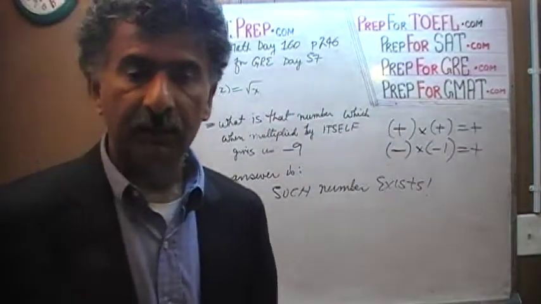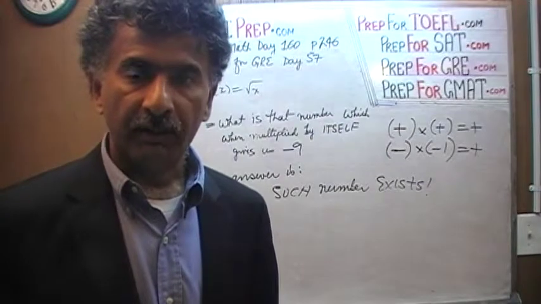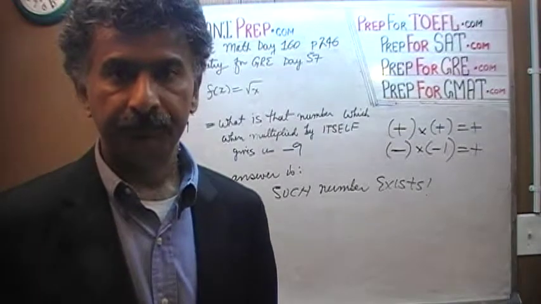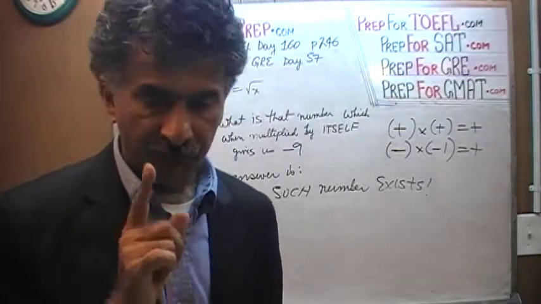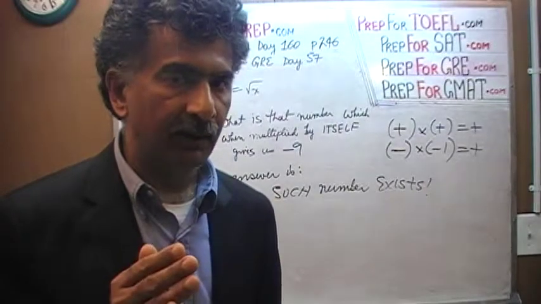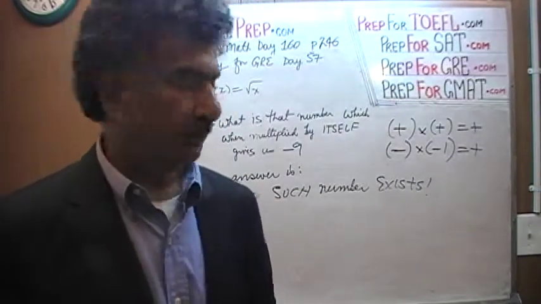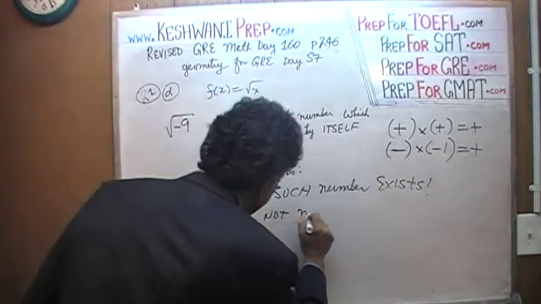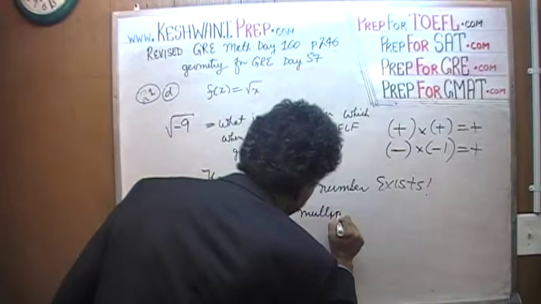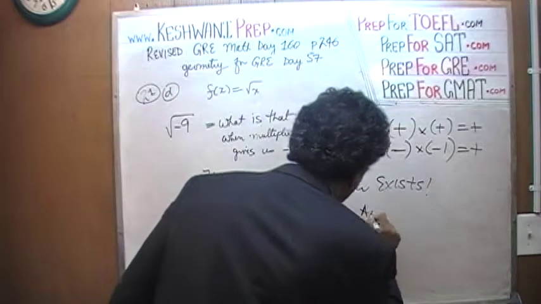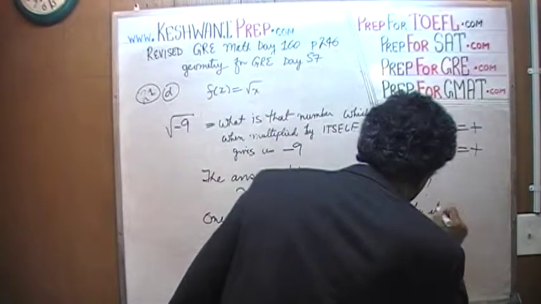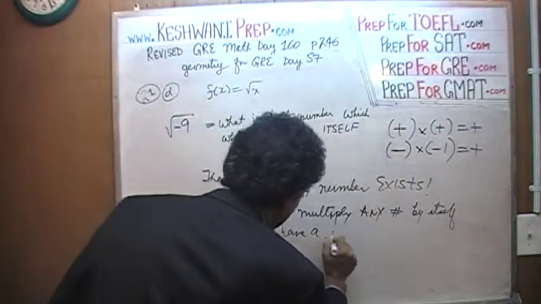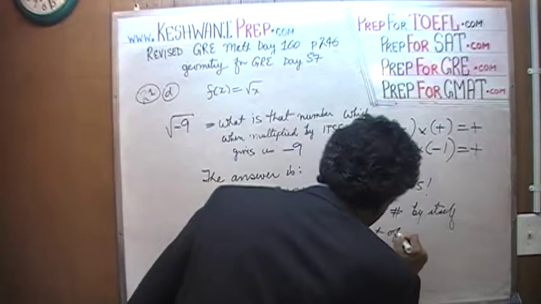It is an impossibility for a number to be multiplied by itself and produce a product of negative 9, or negative any number for that matter. You cannot multiply any number by itself and have a negative product.